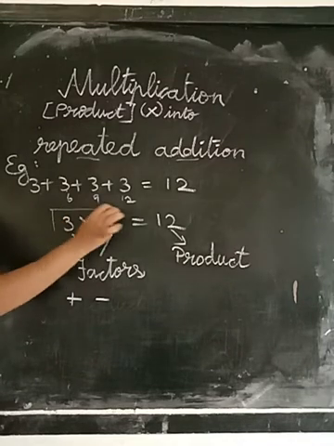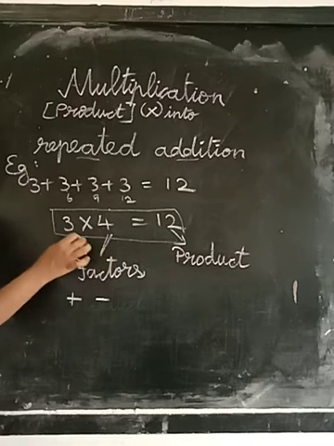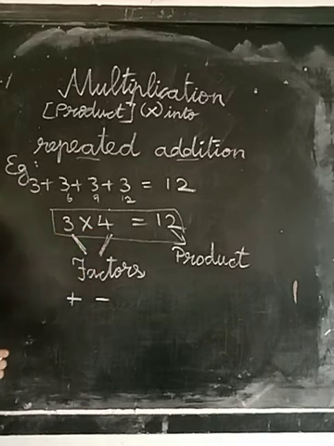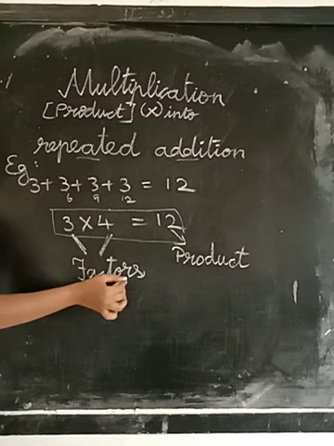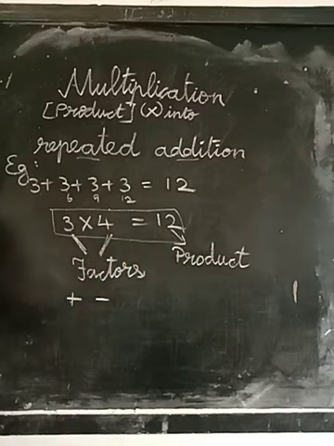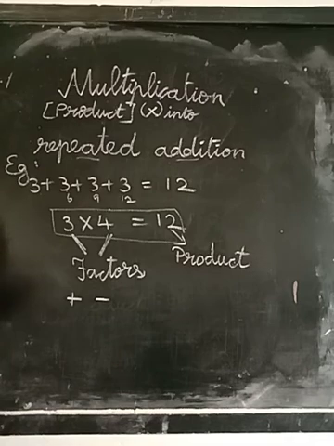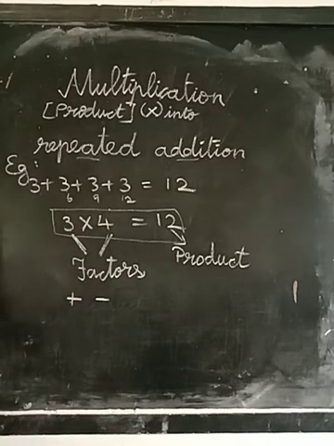So in this multiplication, 3 4s are 12, these 3 and 4 are called the factors. The numbers we are multiplying are called the factors, and the answer is called the product. Say it once again: the numbers we are multiplying are called the factors, and the answer is called the product. So you will revise the tables. Without the tables book, you should do the sums. Now write this in your note also, and after this we will enter into the exercise.